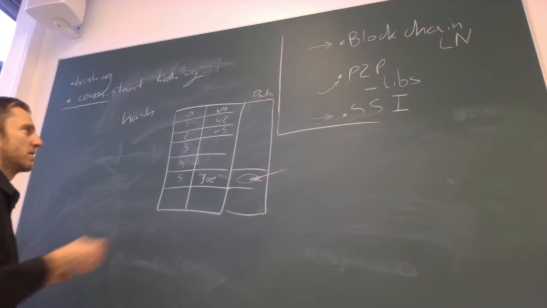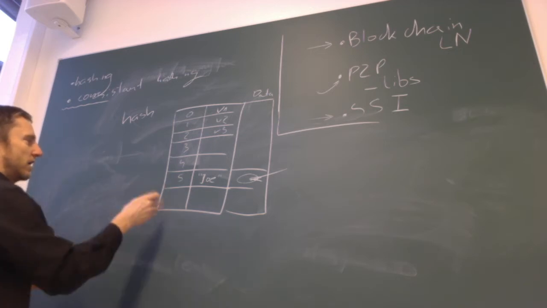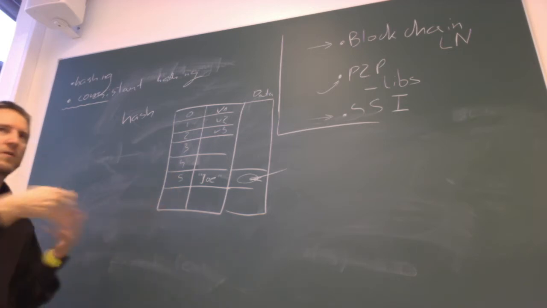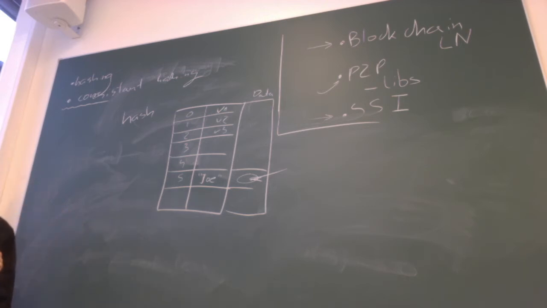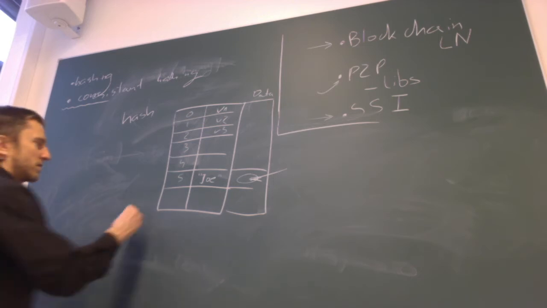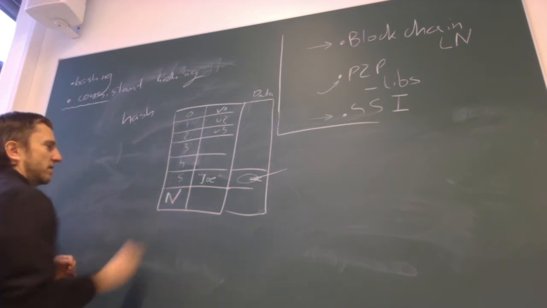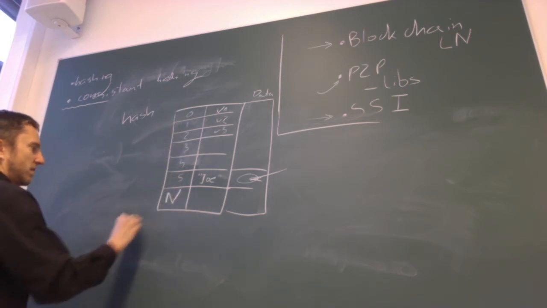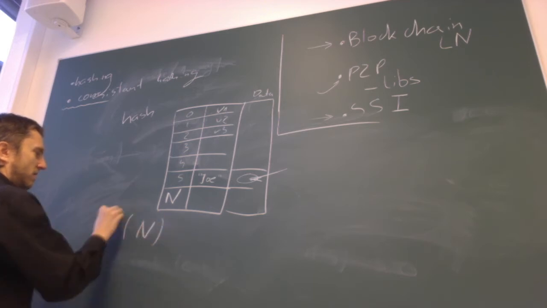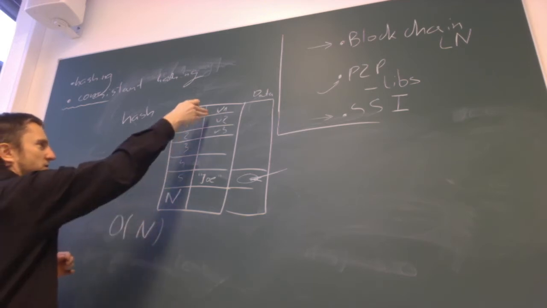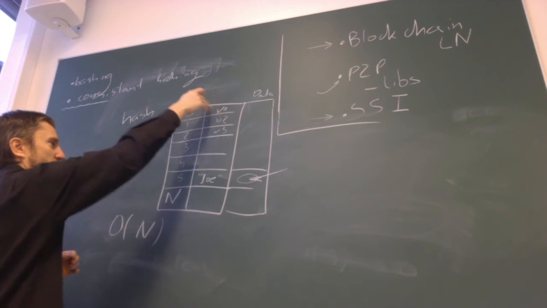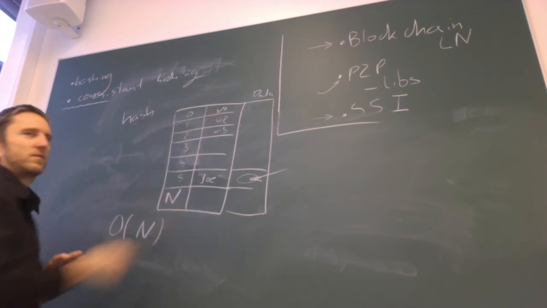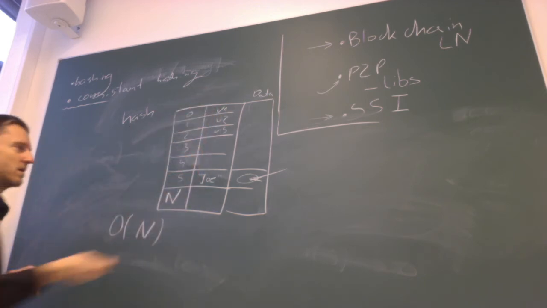Yeah. But how will I do it? How many operations do I need to do? How many lookups will I need to do? Yeah. If this is n, it's O of n, because I need to check, is this one Joe? No. Is this one? No. It's a very inefficient lookup.